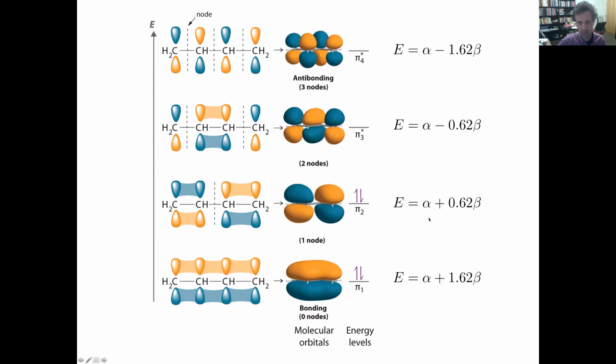They give lower energies than the alpha energies, and the last 2 on the top are the anti-bonding orbitals, which have energies higher than the alpha energies. Again, I like to emphasize that because beta is a negative value, if there's a negative sign in front, it means in fact that you go up and not down. So keep that in mind.